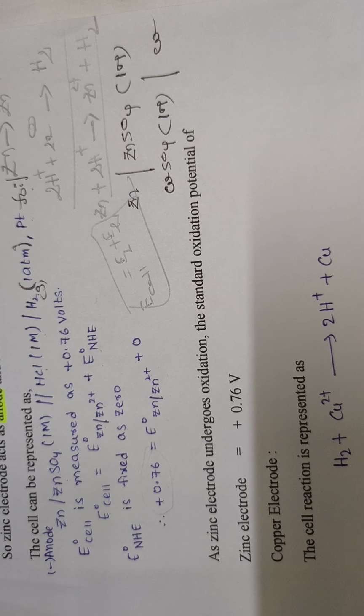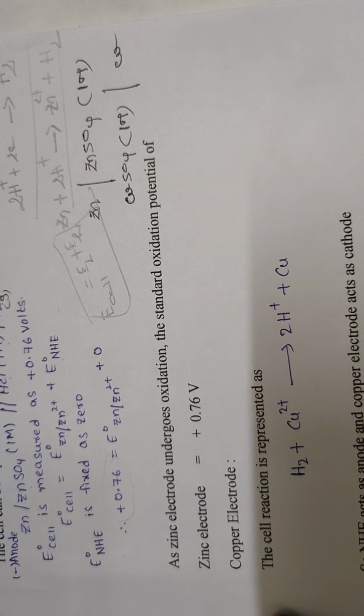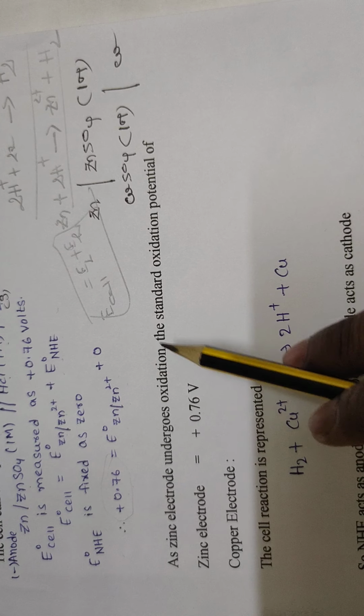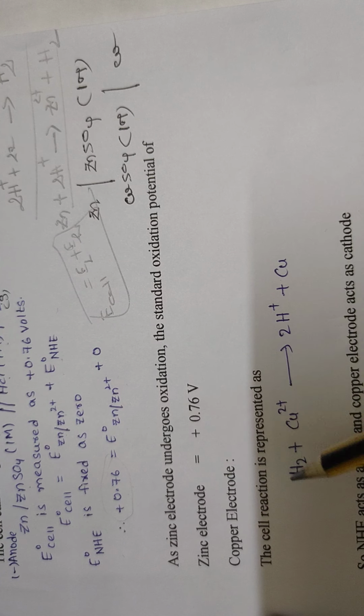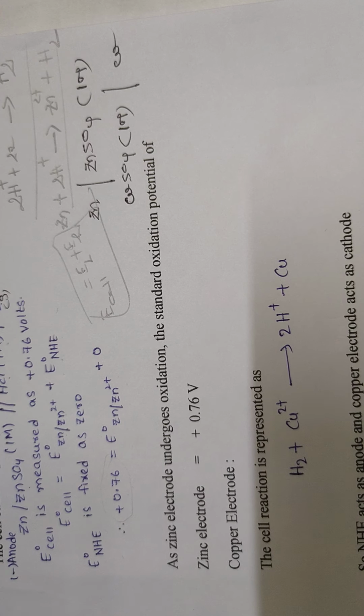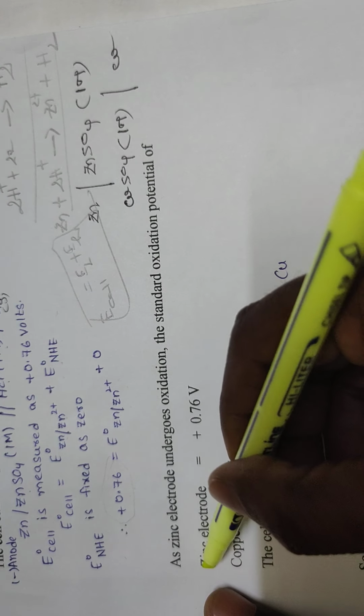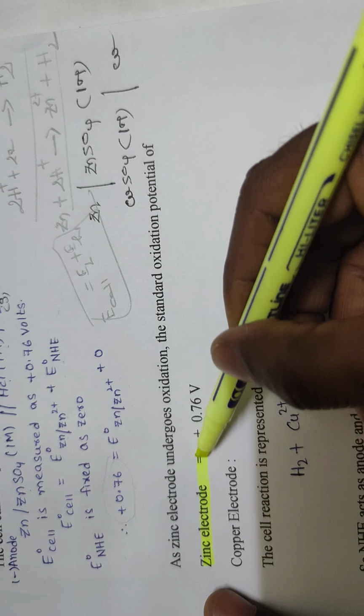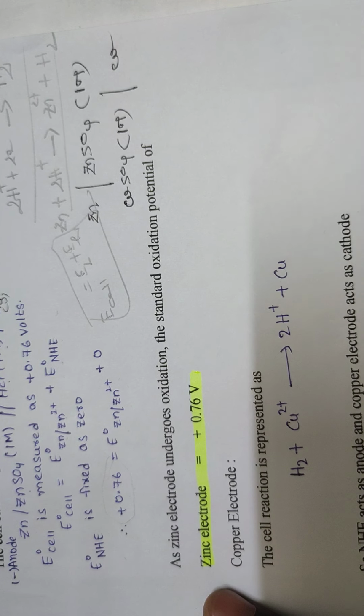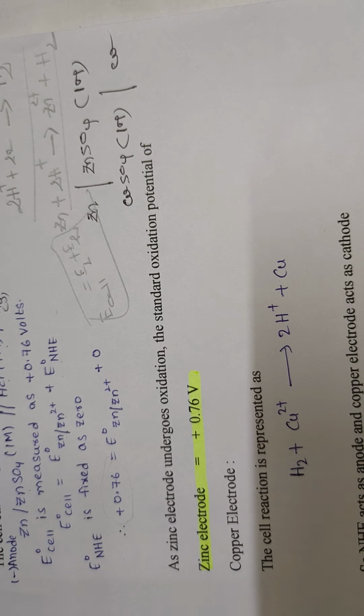Okay, and then as the zinc electrode undergoes oxidation, it has oxidation potential. So because zinc undergoes oxidation, the oxidation potential of the zinc electrode is 0.76 volts.